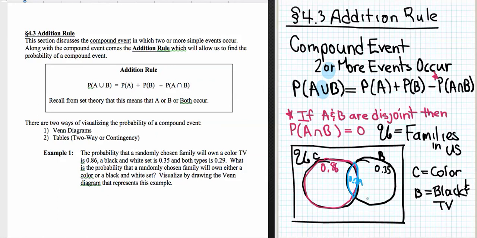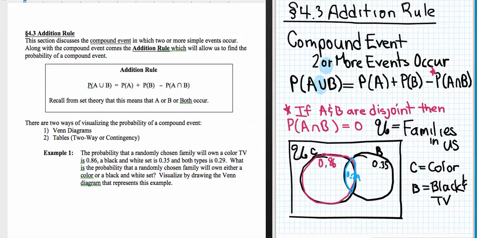So representing these things in terms of some notation, the probability of looking at just a color TV, the probability of C, looks like 0.86. The probability of a black and white TV looks like 0.35. And then what we have here is the probability of a color and a black and white television set is equal to 0.29.